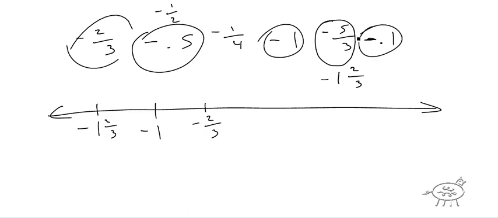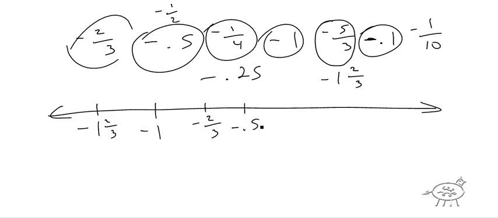Negative 0.1. And again, if you guys are good with converting, isn't that the same thing as negative 1/10? If you didn't know how to convert that, you got negative 1/2 here, which is negative 0.5. What's negative 1/4 in decimal? Isn't that negative 0.25? So we have negative 0.5, which is right here, and then negative 0.25, and then negative 0.1. So that's the order, from lowest to highest, or greatest.